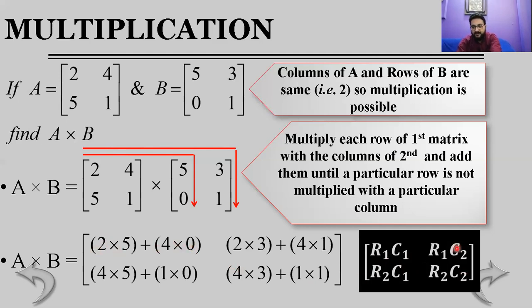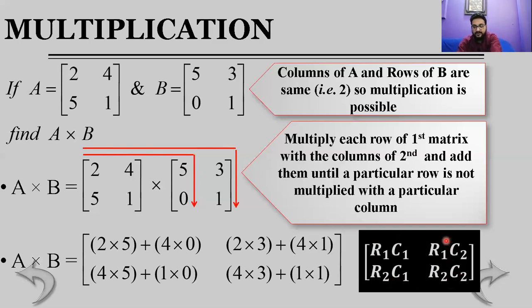What is the value of the second? R1 multiplied by C2. Where is the position of the matrix in here? This is the position of A. This is the position of B. This is the position of C. This is the position of D.